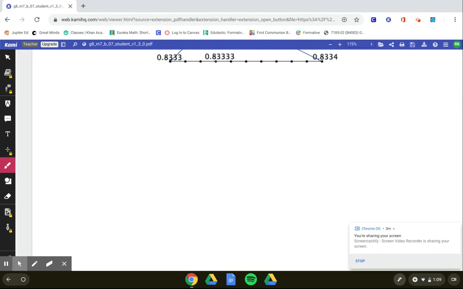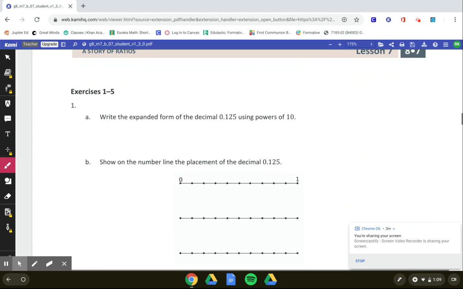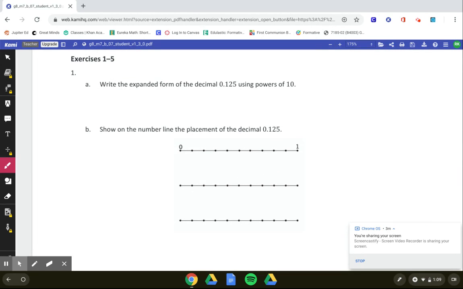So now we're going to practice documenting these in the same way. This first question says, write the expanded form of the decimal 0.125 using powers of 10. So we keep the same process we've been doing. We'd say that it's 1 over 10, because it's the tenth, plus 2 over 10 squared, because 2/100, plus 5 over 10 to the third, which would be 5/1000. So 125 thousandths. If we want to place that here on our number line, then we would say, okay, our first digit is 0.1. So 0.1 is right here.